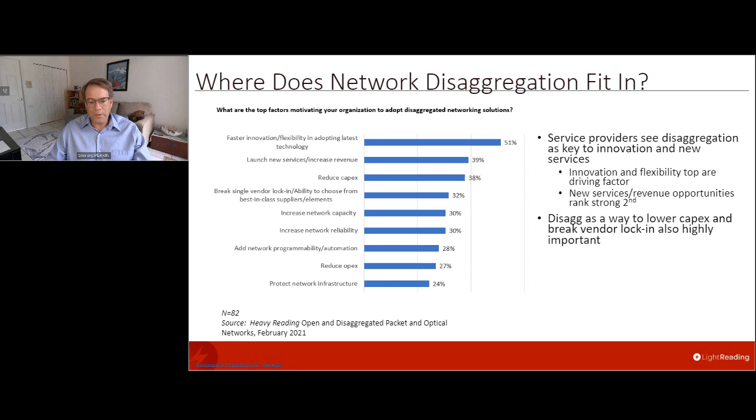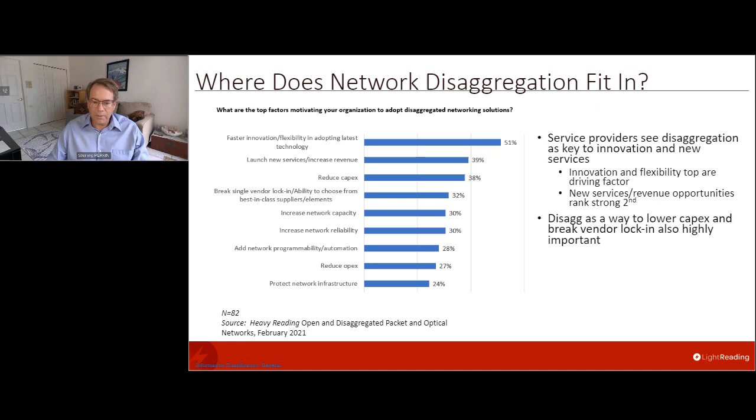If we map those to the different opportunities and challenges that I just talked through, it's clear that operators are viewing disaggregation as a means to address both the opportunities and the challenges. And if we had to weight it, it looks like they're really pursuing the opportunities to a greater degree than the cost challenge. But clearly, they're all in the mix.